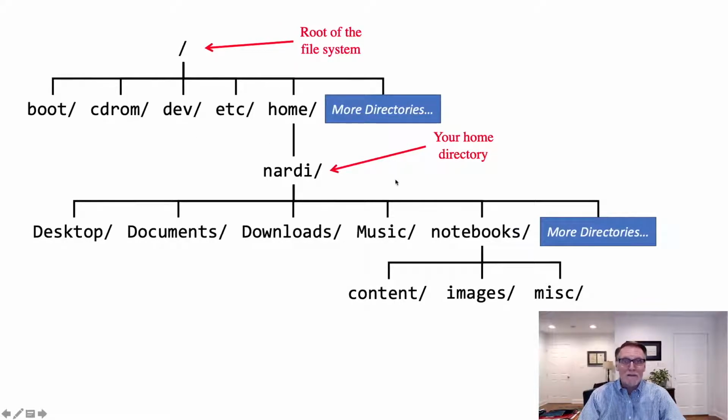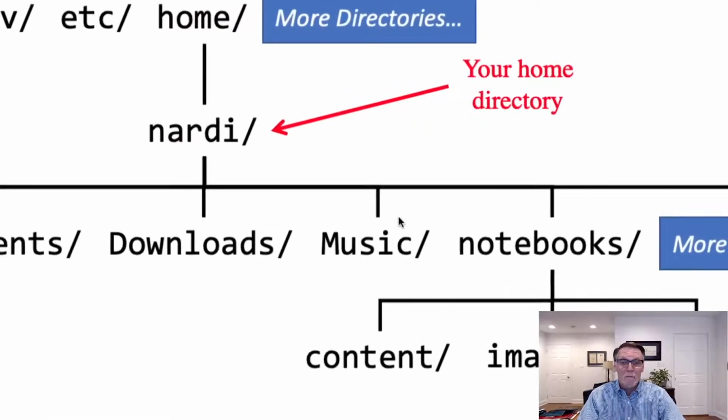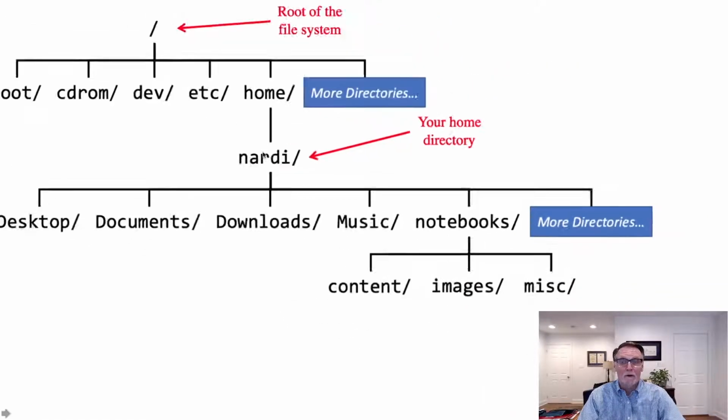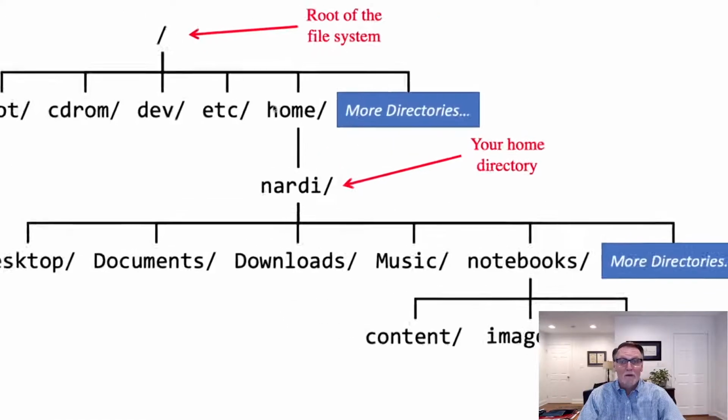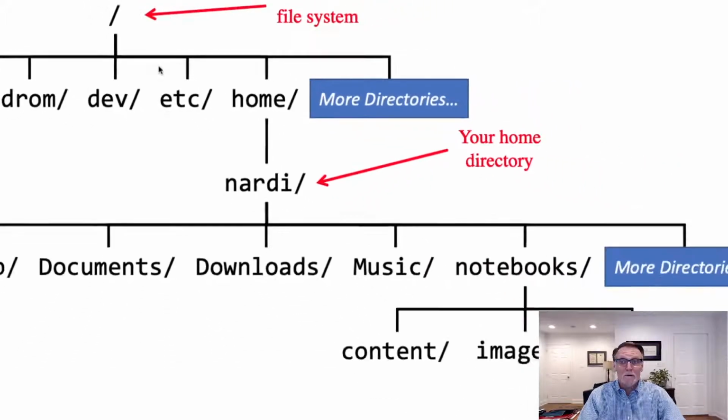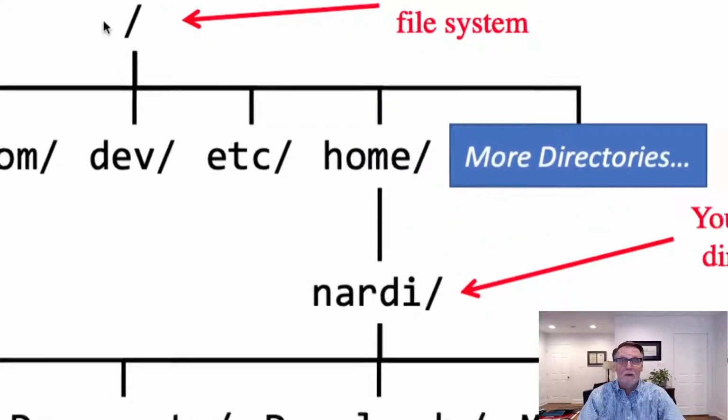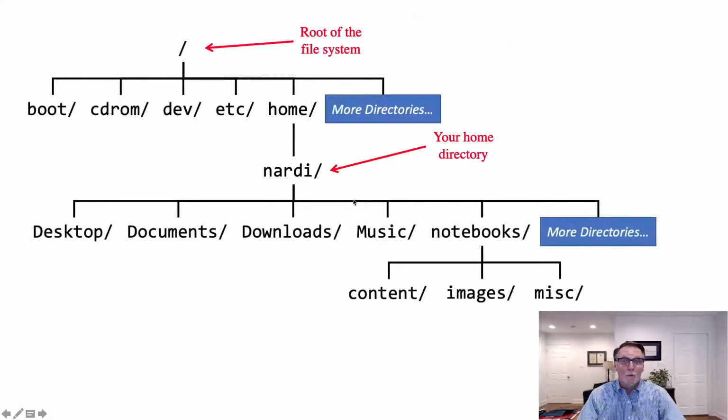Every directory in the structure has a parent, except for the root. Technically speaking, the root is considered to be its own parent, but ignore that for a moment. Every directory below the root has a parent, all the way up to the root. So if I come down here, the parent directory of music is my home directory, Nardi. The parent directory of home here is the root directory over here. So it would be great if there was a shorthand way to refer to the parent directory of any directory that you're currently working in, and there is, and it's ..